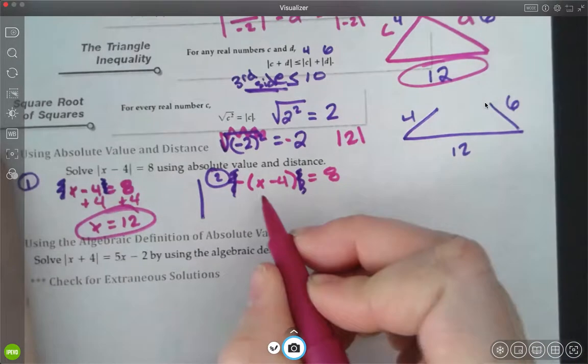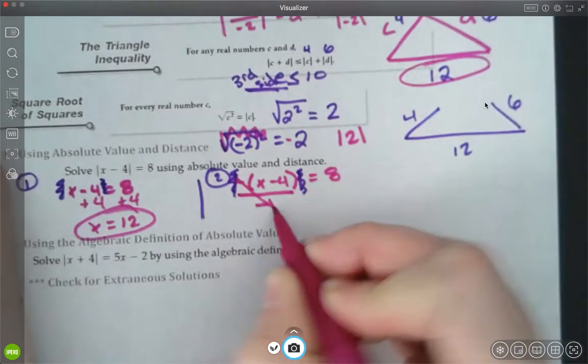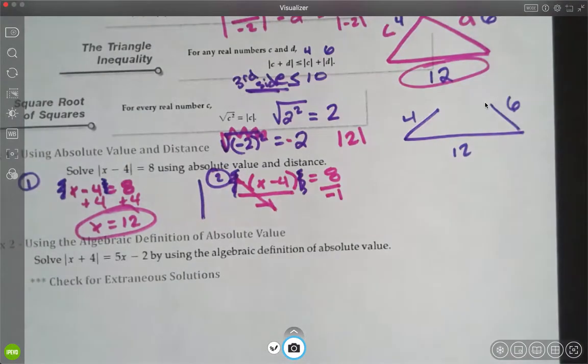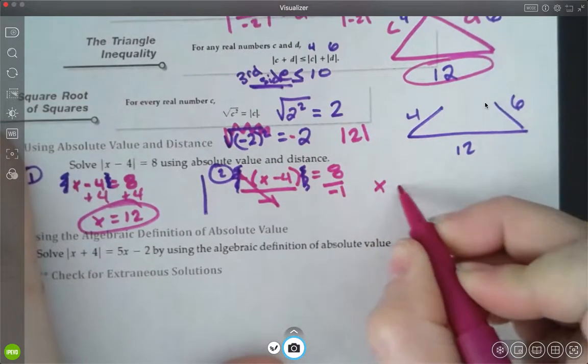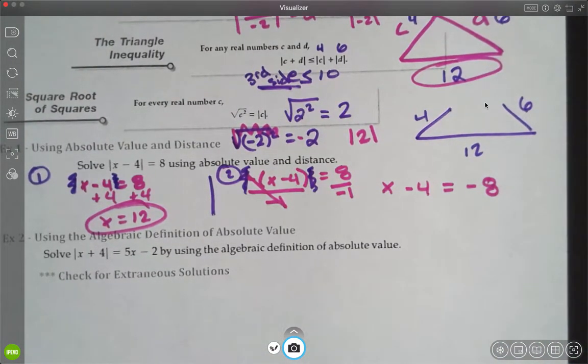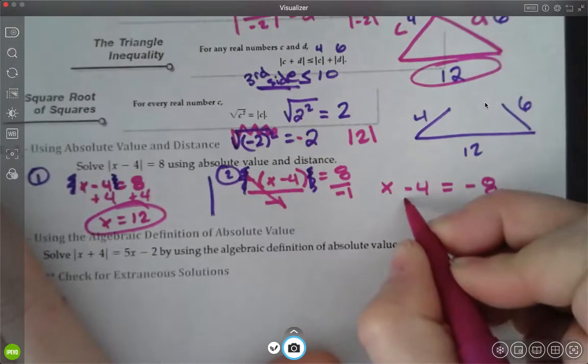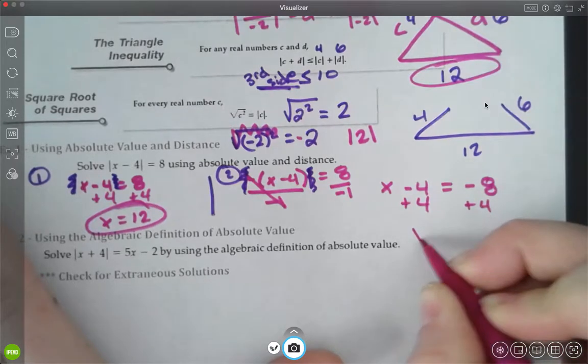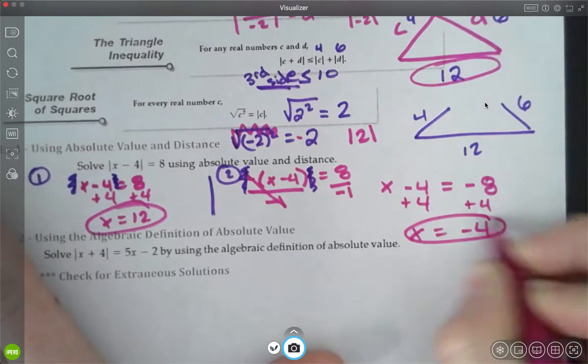But here's something easier. Let's divide by negative 1 and get rid of the negative, right? You can distribute the negative if you want to, but this makes it easier because on this side now, all you have is x minus 4 equals negative 8. Does that make sense? Yeah? It's less negatives that I have to deal with. Then add the 4. Plus 4, plus 4. x equals negative 4. That's it.